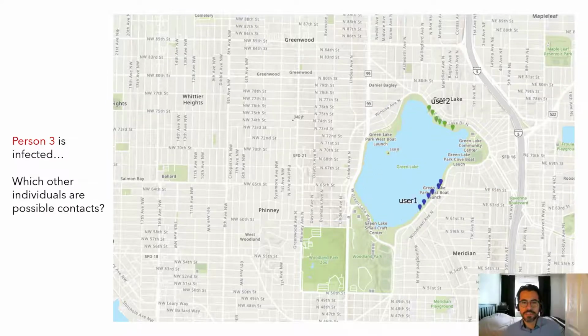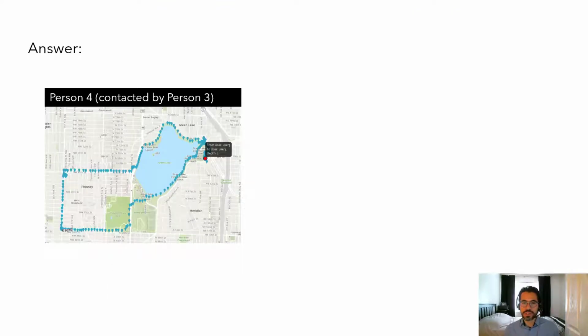Okay, so that's the animation, and it was pretty fast, but I hope that some of you have the right answer. Many of you probably saw that user 3, or person 3, contacted user 4, or person 4, for some time near the park, right? So that's our depth 1 contact trace event.